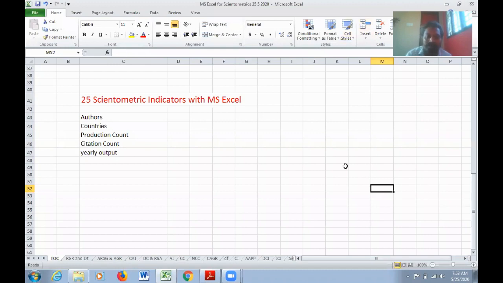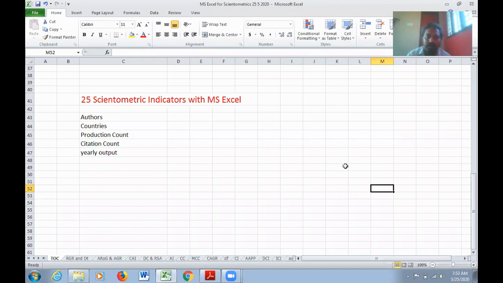Good morning, friends. Welcome to this session on calculation of scientific indicators using MS Excel. MS Excel is such a powerful package that any kind of calculations and statistical tests can be conducted here. The only thing is you need to sit and explore the capabilities of MS Excel.